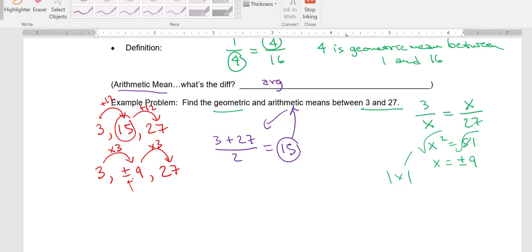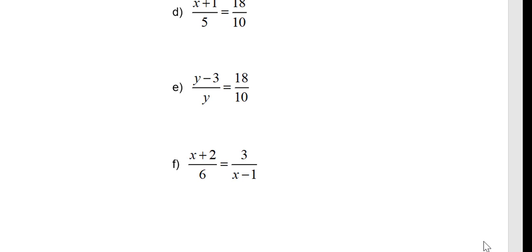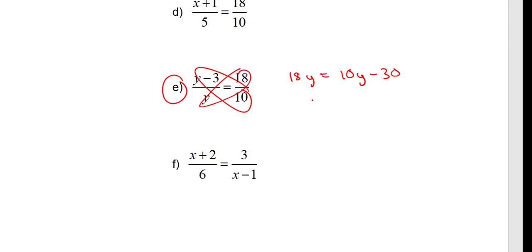All right, let's move on and practice some cross-multiplying. Looking at some cross-multiplying problems here. Letter E, if I cross-multiply here, I'm going to get 18y is equal to 10y minus 30. Bring the y's to the same side, so it's 8y equals negative 30. And so y is just going to be equal to what? Negative 30 divided by 8, which simplifies to negative 15 divided by 4.